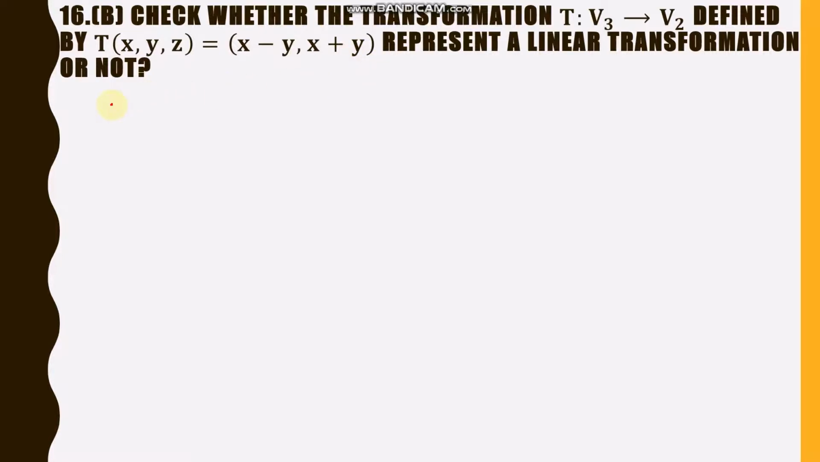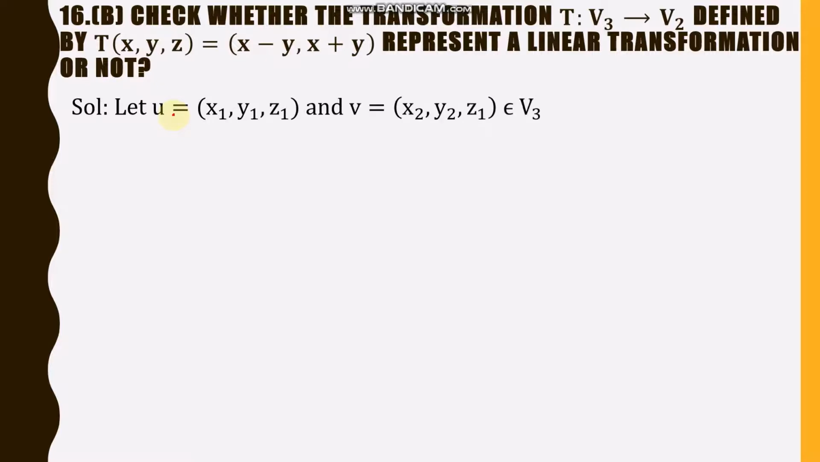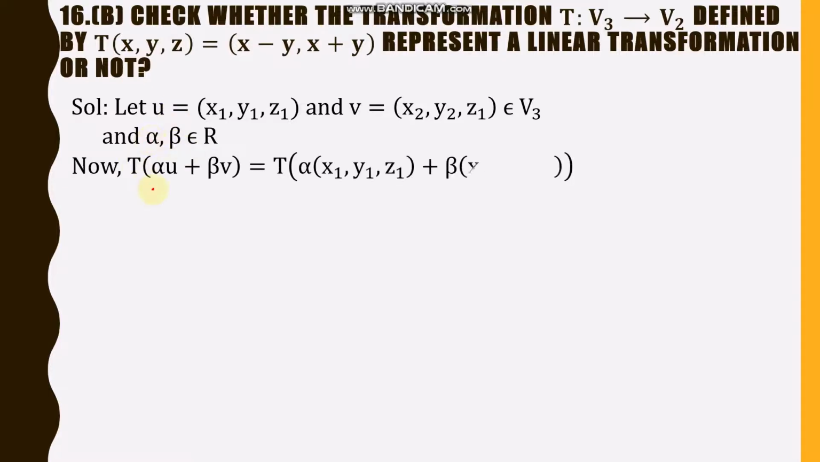So for a linear transformation, you have to take two elements u, v belonging to V3 and take two scalars alpha, beta belonging to the field. So you just have to prove that T of alpha u plus beta v is equal to alpha times T of u plus beta times T of v. So let's begin. So write down T of alpha u plus beta v.